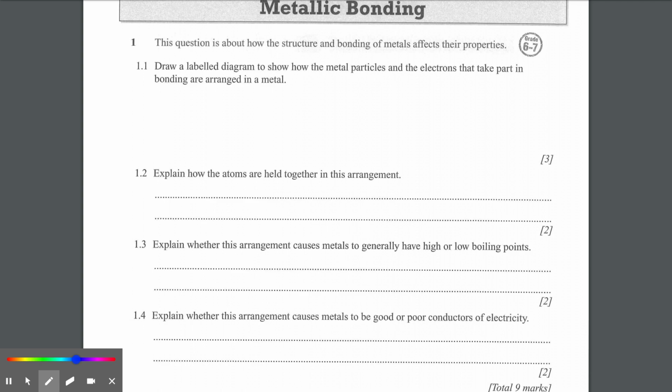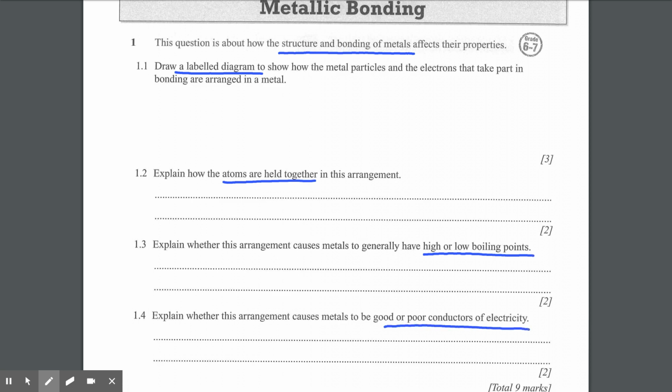Okay, so we're going to look at metallic bonding for this question, and specifically how the structure and bonding of the metals affects the various properties that we have. This question is separated into 4 different parts. The first part is asking us to draw a nicely labeled diagram to show how this happens. And then the 3 questions that come later are asking us how the atoms are held together, whether or not that arrangement allows us to have high or low boiling points, and then the standard question for metals about whether or not they're good conductors of electricity.